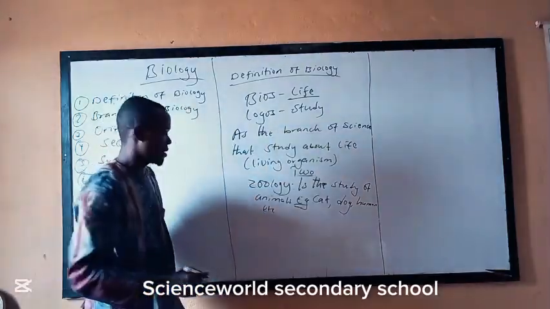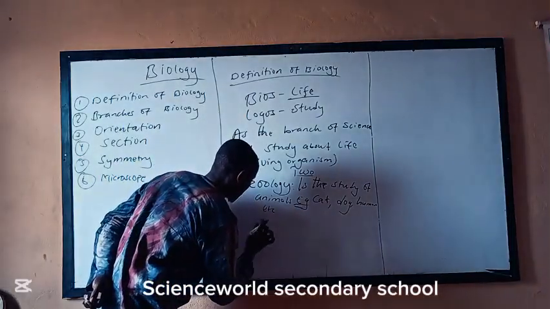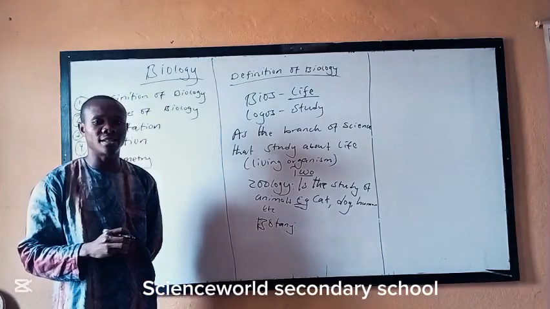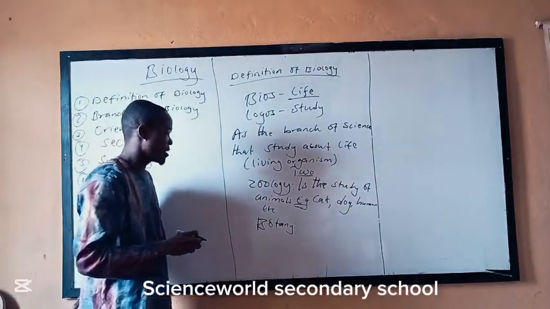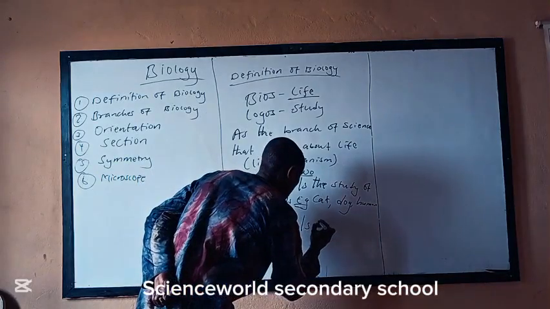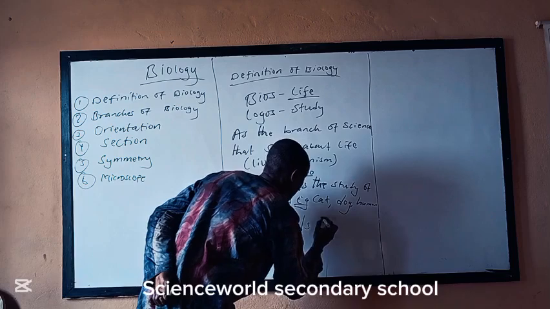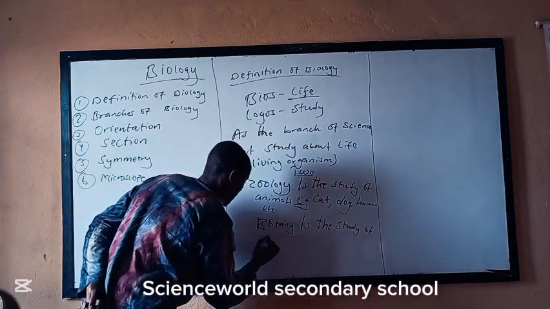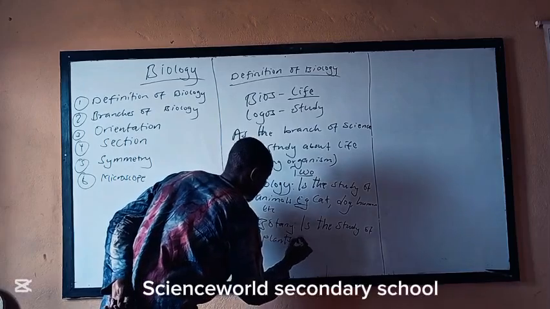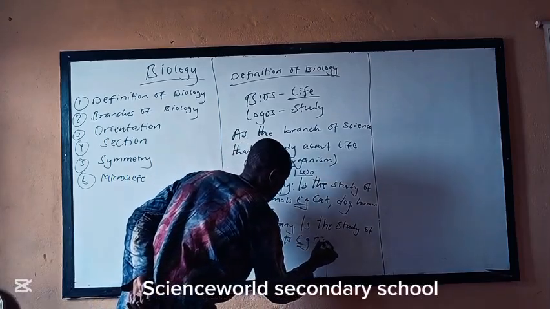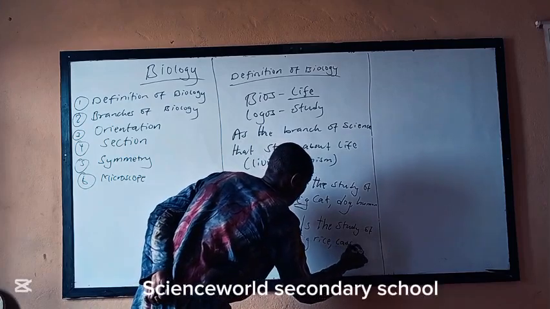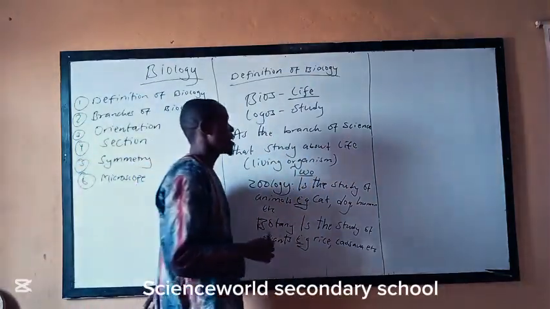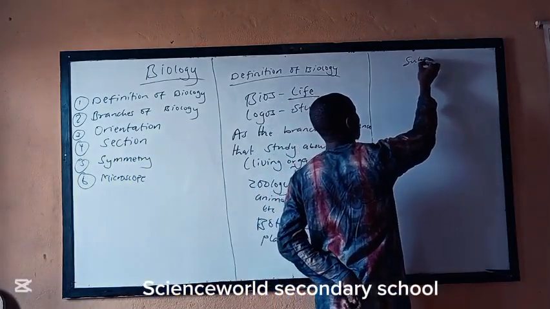We have zoology, and the second one we have botany, like botanical garden. That means it is talking about plants. So botany is a branch of biology that studies plants. In simple terms, we can say it is the study of plants. Examples, we have rice, cassava, etc. We have other sub branches of biology. We have many of them.